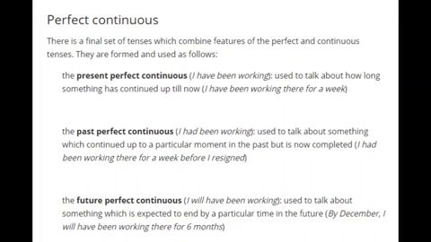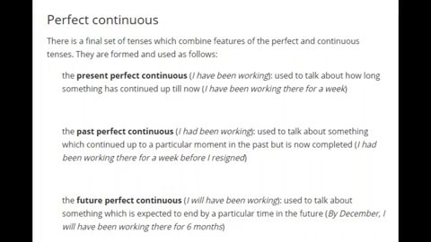Let's see. The present perfect continuous. Example, I have been walking. Used to talk about how long something has continued up till now. I have been working there for a week.